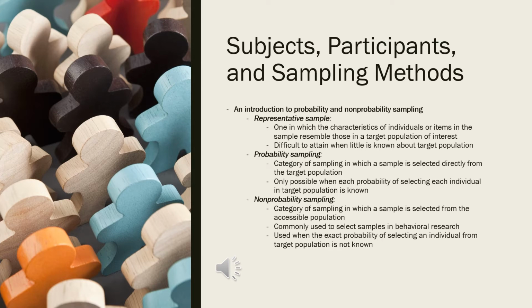Researchers use this to select people for a study at random. When they use probability sampling, this is more likely to produce objective or unbiased data.